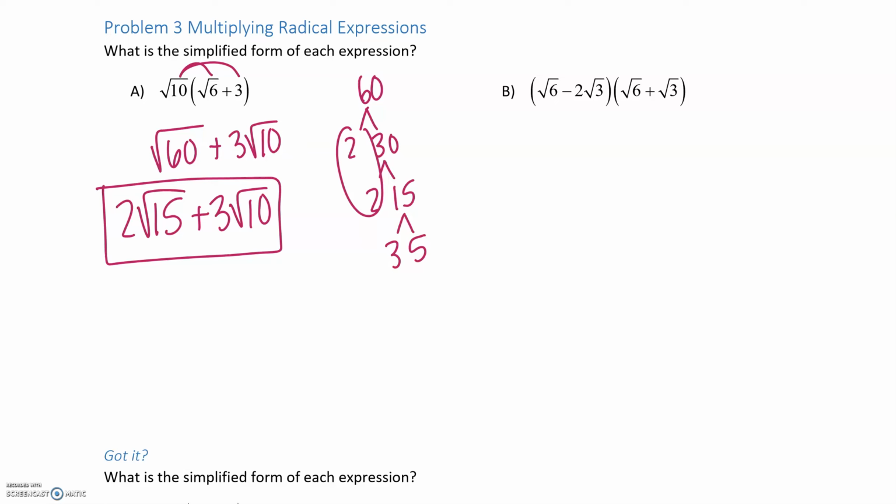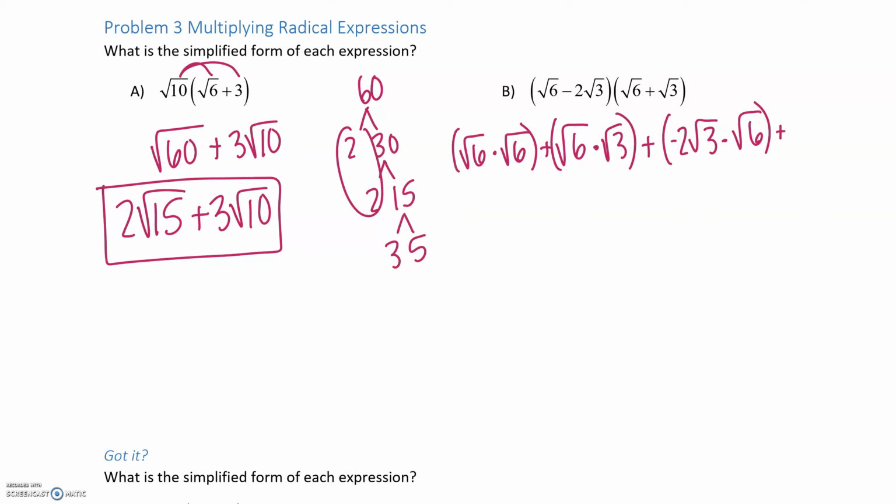Okay, and over here we are going to do our FOIL method. Everyone loves FOIL. So we're going to have the square root of 6 times the square root of 6, plus the square root of 6 times the square root of 3, plus negative 2 square roots of 3 times the square root of 6, plus negative 2 square roots of 3 times the square root of 3.